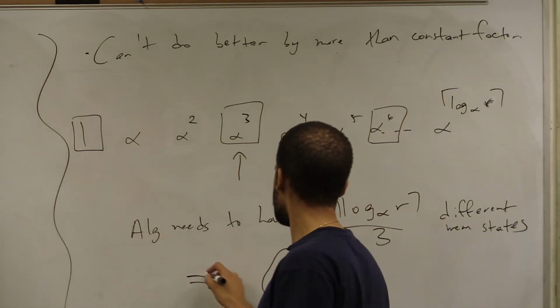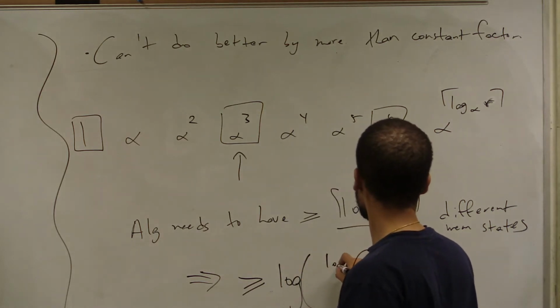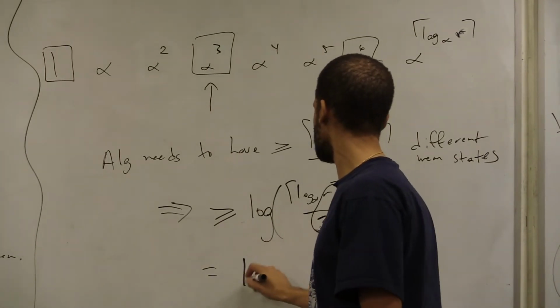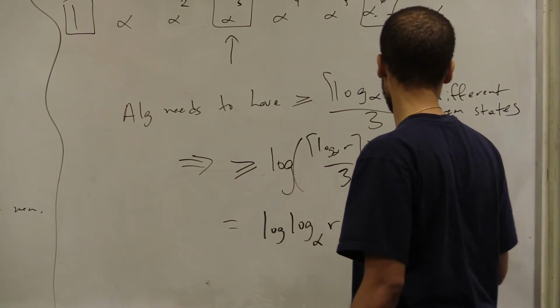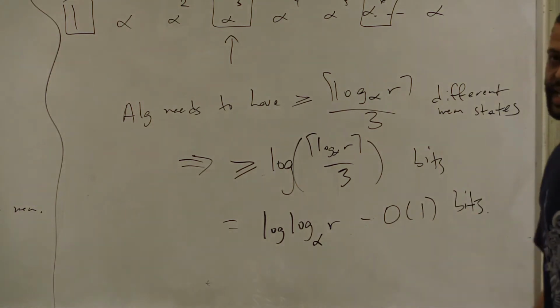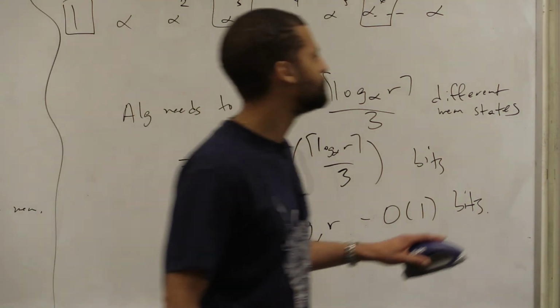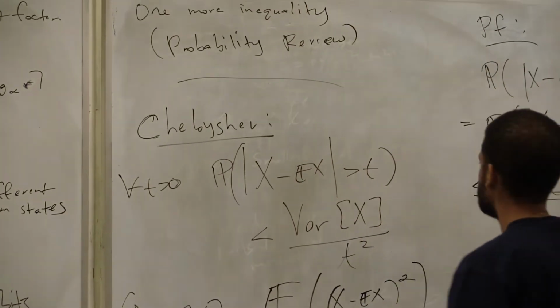So that means I need to use at least log of log base alpha r over 3 bits, which is exactly log base alpha of r minus O of 1 bits. So up to an additive 1 or 2 bits, I can't hope for better than log r. So let me actually just leave Chebyshev for now.